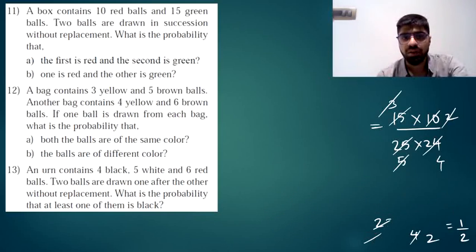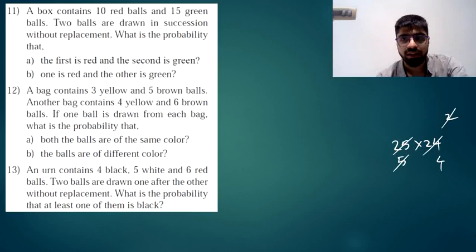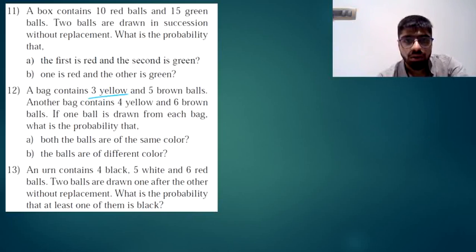Okay, so with that we go ahead with our 12th question. It says that a bag contains 3 yellow and 5 brown balls. Another bag contains 4 yellow and 6 brown balls. If one ball is drawn from each bag, what is the probability that both balls are of the same color?